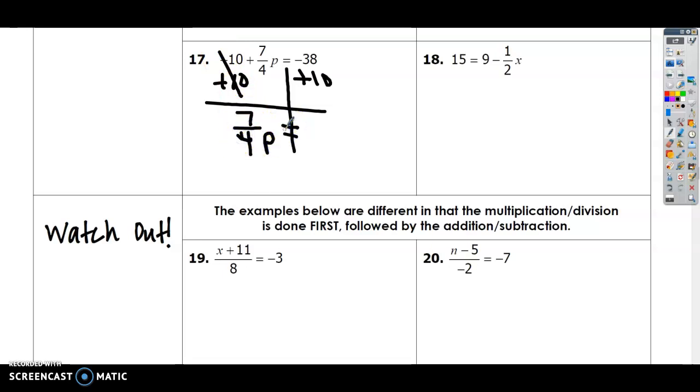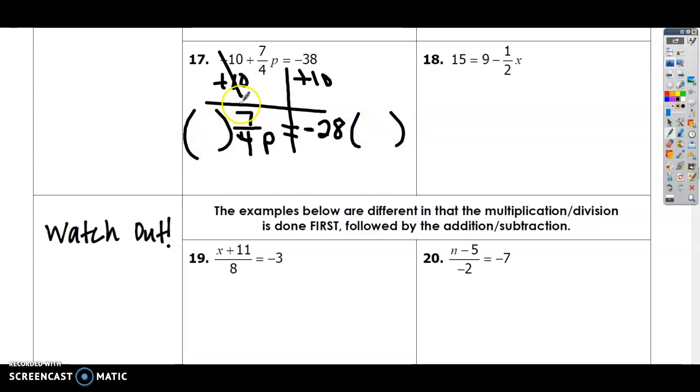Sorry, my writing's sloppy on this computer, but I'm doing the best I can here. All right, negative 38 plus 10 is negative 28. Writing on my computer is a little harder than writing on the board, but we're making do, aren't we?